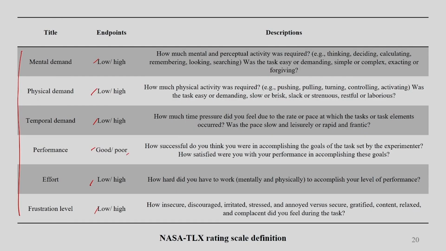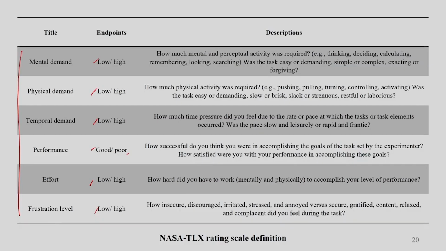So you are trying to understand from a person how much effort they need to put in for completing that particular task. And the frustration level, again low and maximum is high. So how insecure, discouraged, irritated, stressed or annoyed versus secure, gratified, content, relaxed and complimented. So whether it is on the left side or right side, you need to get the answer from the participant about the frustration level while doing that particular job or particular task.